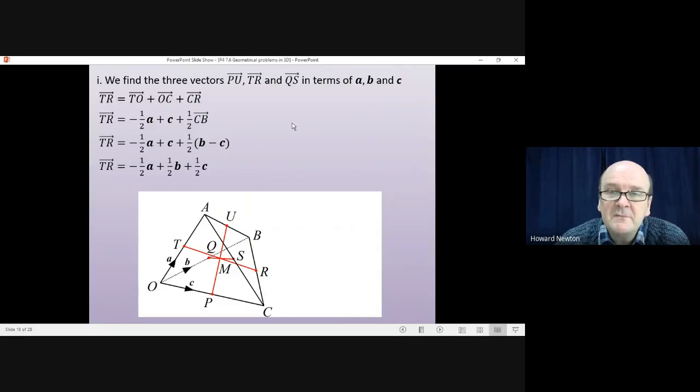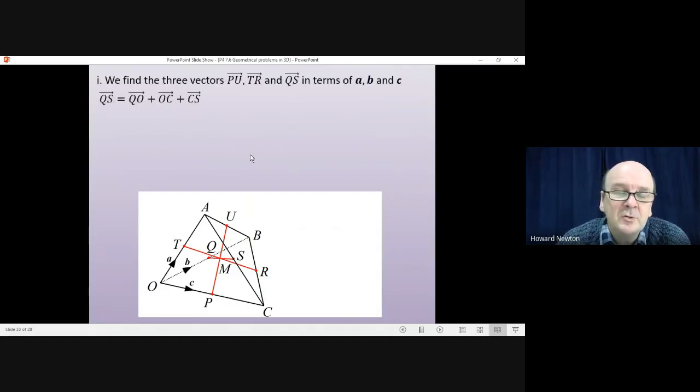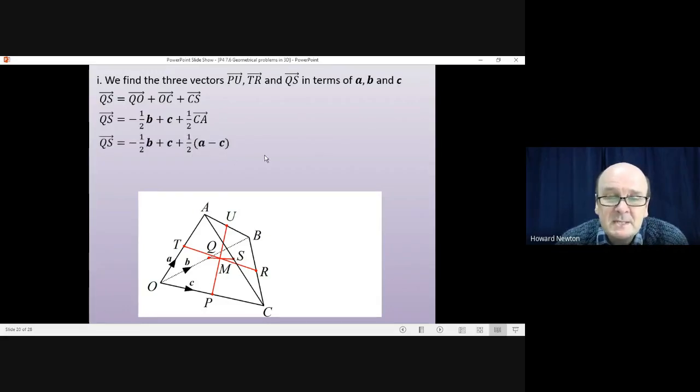Finally, we do the same thing for the third diagonal QS. The route I'm going to take is from Q to O, and then O to C, and then C to S. QO is minus a half B. O to C is just the position vector of C. And CS is a half of the vector CA, which is a half of A minus C.